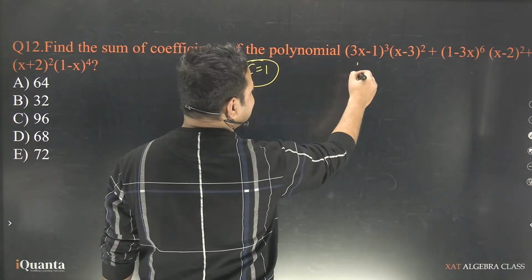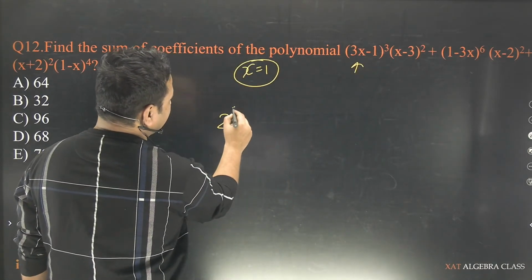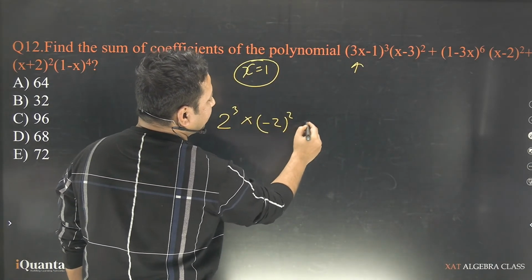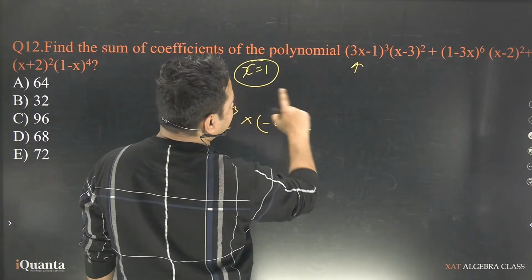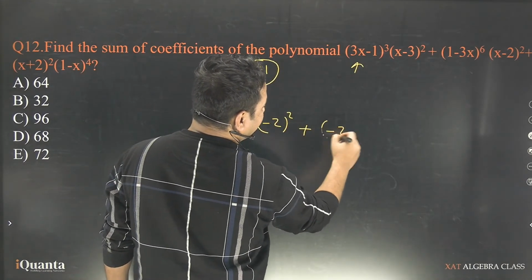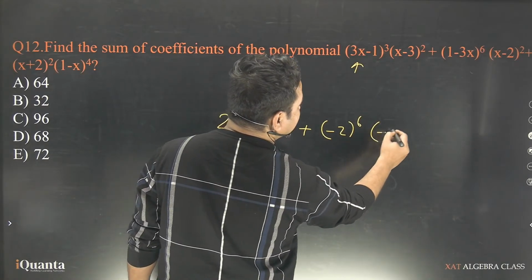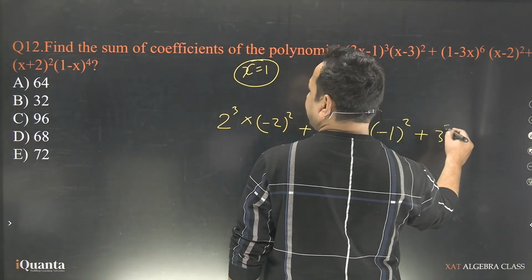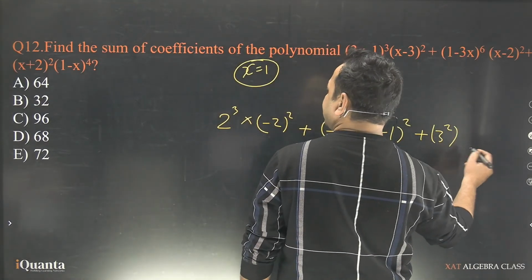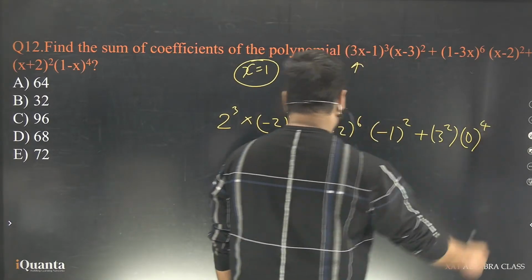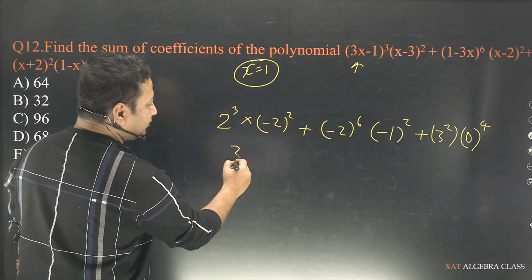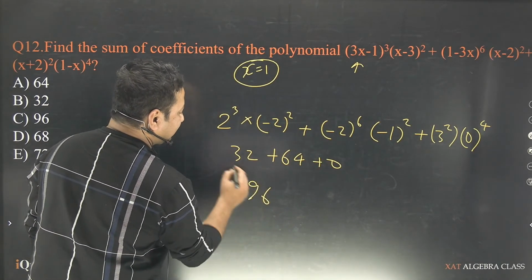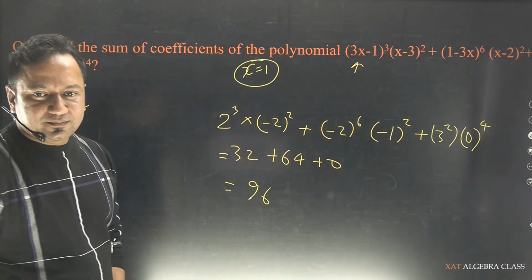If you put x as 1 here, you get 2 cube. Multiplied by 1 minus 3 is minus 2. Square of minus 2 is what you get. 1 minus 3x, that is, how much is it? Minus 2 again, raised to power 6. And then we have 1 minus 2 minus 1 square. Then we have x plus 2, that is 3 square. And then we have 1 minus 6, that is 0 only. 0 is to power 4. That is what we have here. 8 into 4 is 32. This becomes 64 and this becomes 0. So overall we have 96 as the answer. Is that clear? We'll go with C.